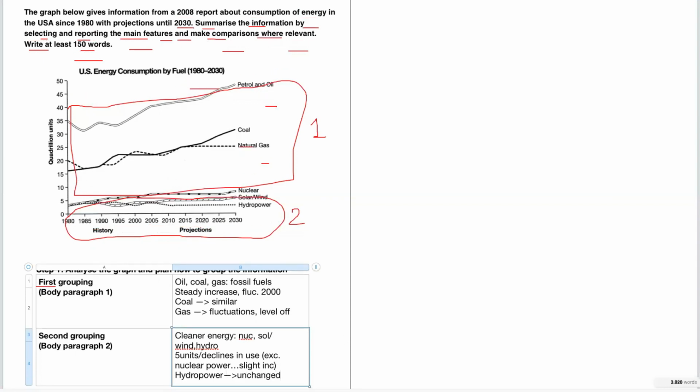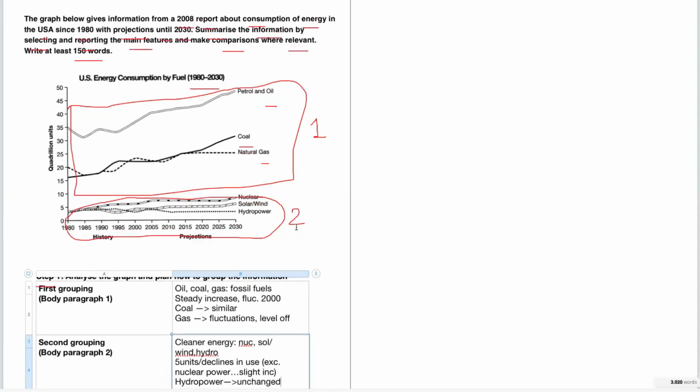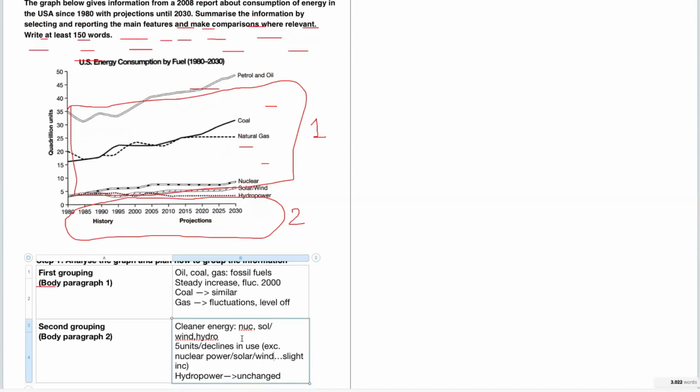And then I'm also going to pay a little bit of attention to solar and wind. That is quite similar to nuclear in that they're going to increase slightly. So I'm going to go ahead and stick solar and wind into my example with nuclear power.